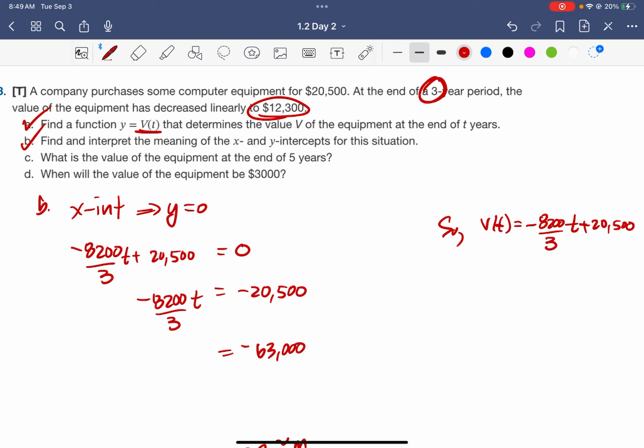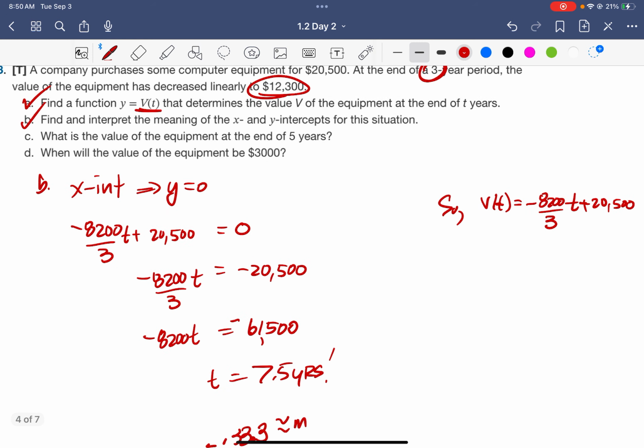So it's 2,500 times 3. Oh, 6,150. I wasn't thinking, sorry. 6,150 times 3, not 6. 61,500. And it's still negative. It's negative 8,200t. So that means that t is, divide both sides by 8,200. 61,500 divided by 8,200 equals 7.5. 7.5 years.